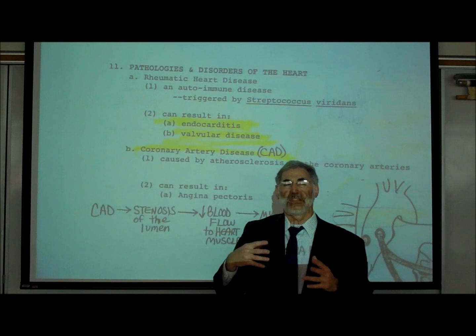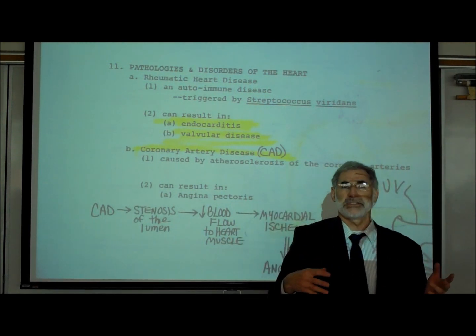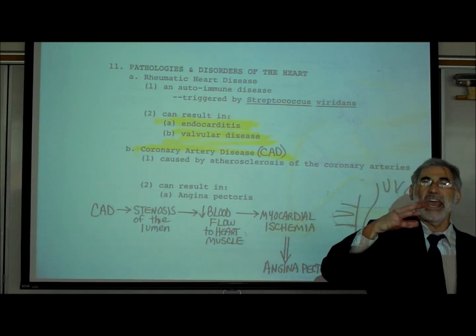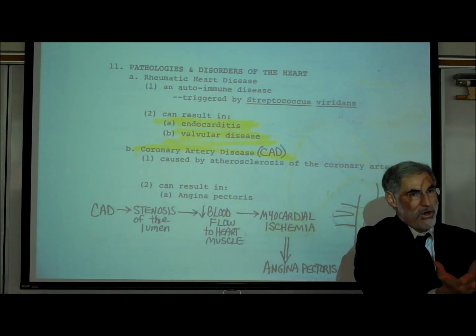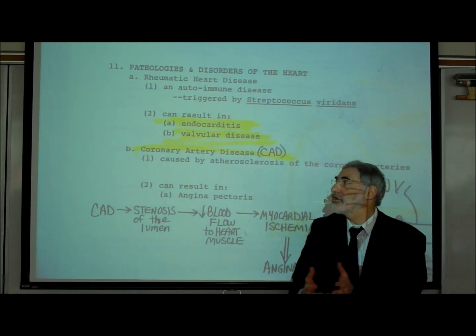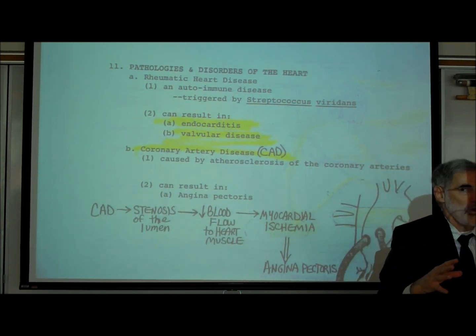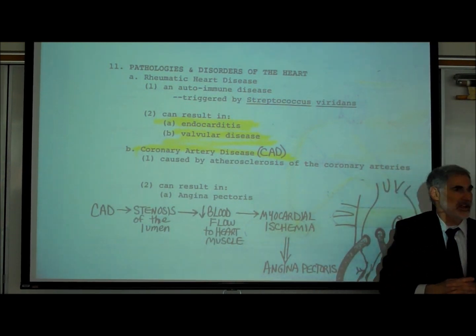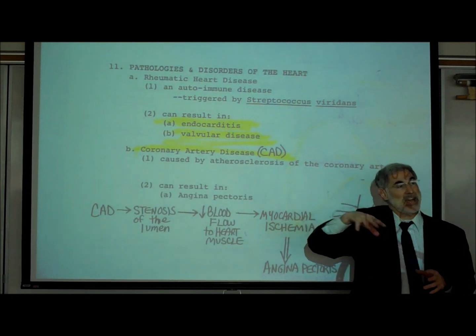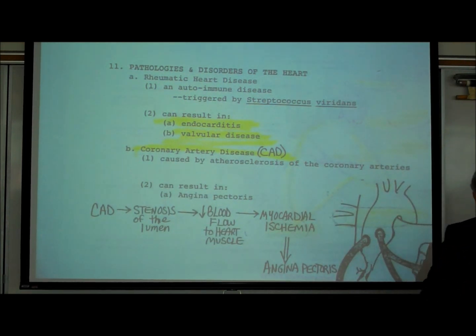Now, in this case, rheumatic heart disease, the immune system attacks the endocardial lining of the heart, the inner lining, causing endocarditis. It also attacks the valves of the heart, which are covered by endocardium. So it attacks the valves, destroys the valves.